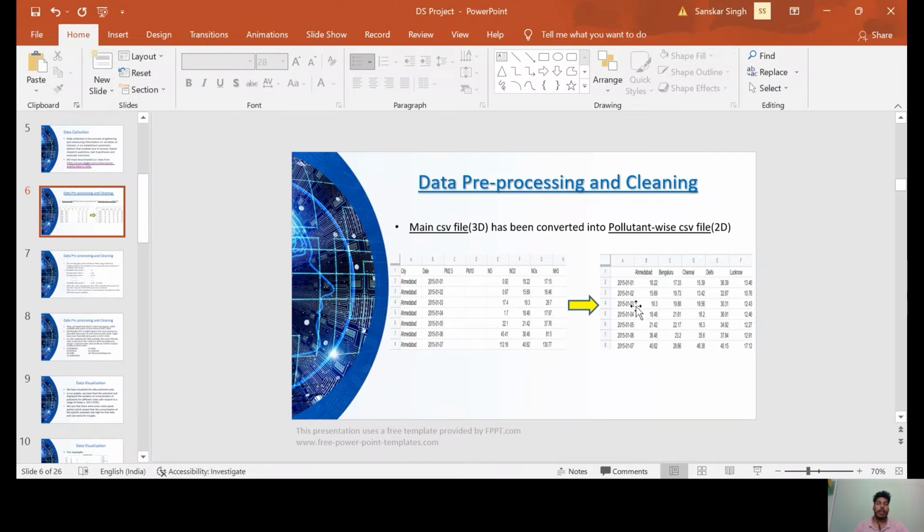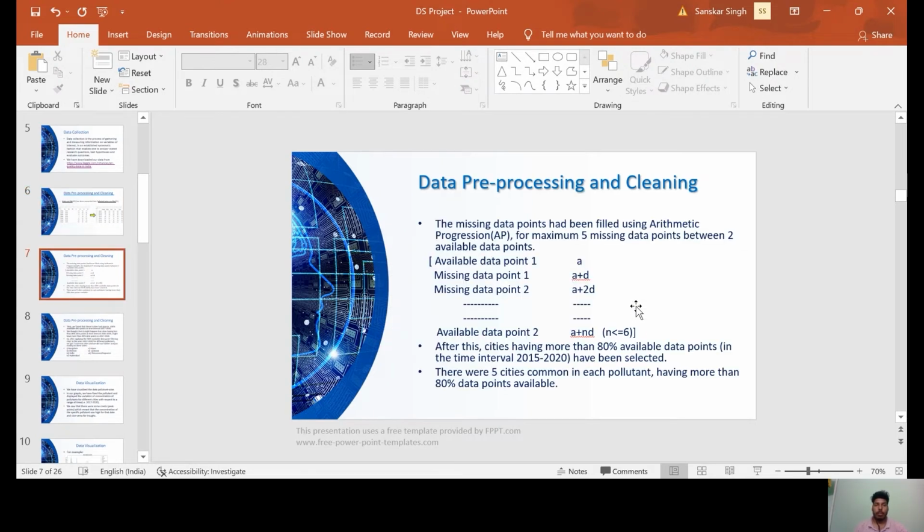We have performed cleaning and pre-processing of our dataset using the Pandas and NumPy libraries of Python. At first, our data was in a single CSV file with three dimensions of information: pollutants along the columns, and cities and dates along the rows. We have broken the single CSV file into multiple CSV files based on the pollutants, containing two dimensions, cities along the columns and dates along the rows. Now comes the filling step, where we fill the gaps of missing data in between two available data points, at max 5 missing points, using an arithmetic progression series.